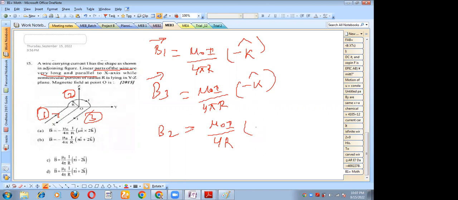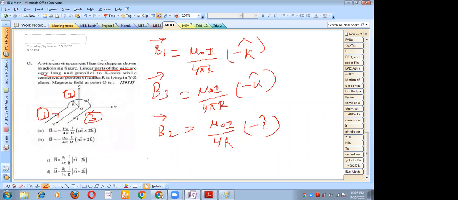And what is the direction? What will be the direction of the magnetic field? Minus I cap. It is clockwise, so it should go away from us. Yes, it should be minus I cap. Good. So now we can find it directly.